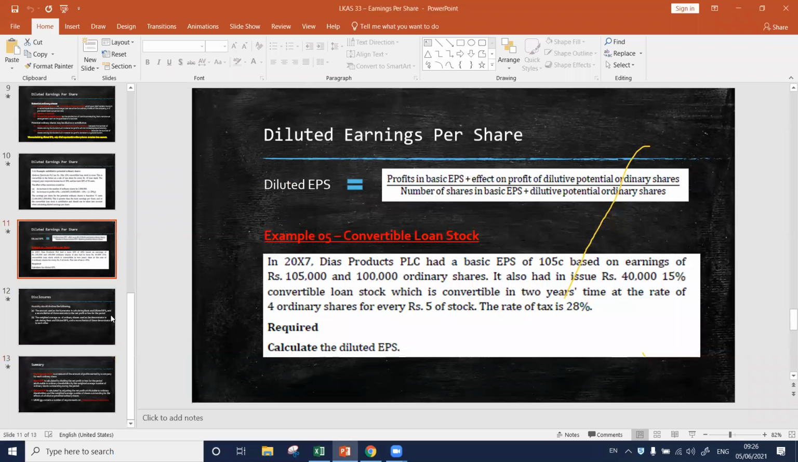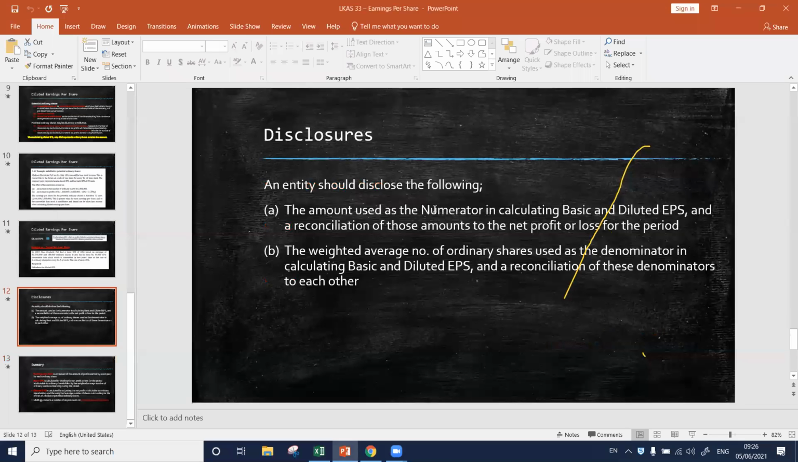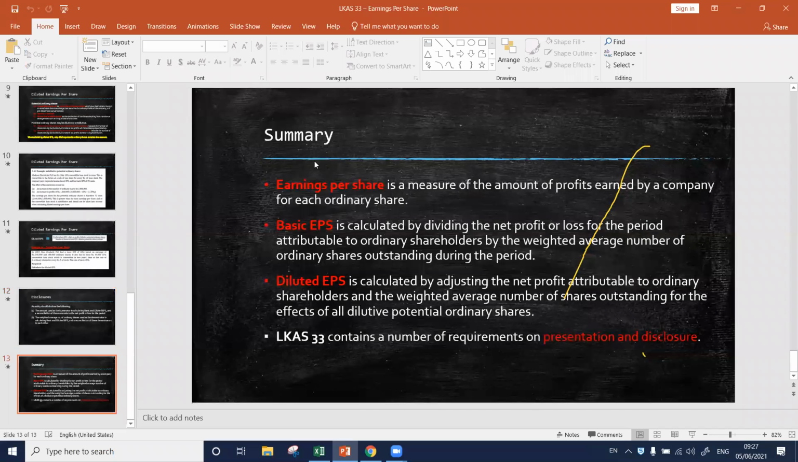Here, for the disclosure requirements, what do we need to do? How did we arrive at the numerator figure, the net profit or loss attributable to ordinary shareholders? We need to disclose that, for both basic earnings per share and diluted earnings per share, with the reconciliation. And also how we arrived at the denominator value. What is in the denominator? The weighted average number of ordinary shares. How we arrived at that, we need to disclose with the reconciliation.